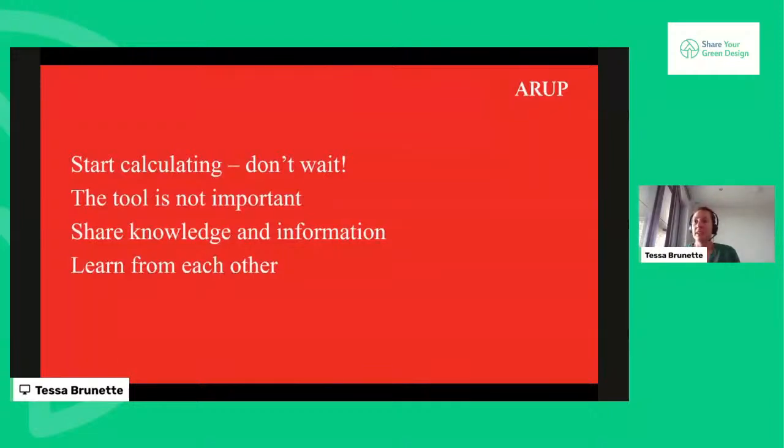And then in closing, I think I've said it quite a lot, but I'm going to say it again. The most important thing is to start calculating. Don't wait. The tool is not important. We can do this on a piece of paper. There are loads of tools available online. Just remember that the basic premise is volumes of materials times a carbon factor, which is also readily available. And don't stress too much about the carbon factor equals the embodied carbon per square meter.